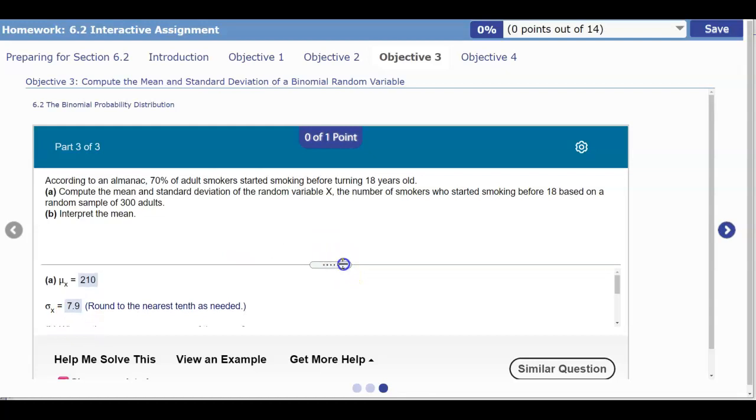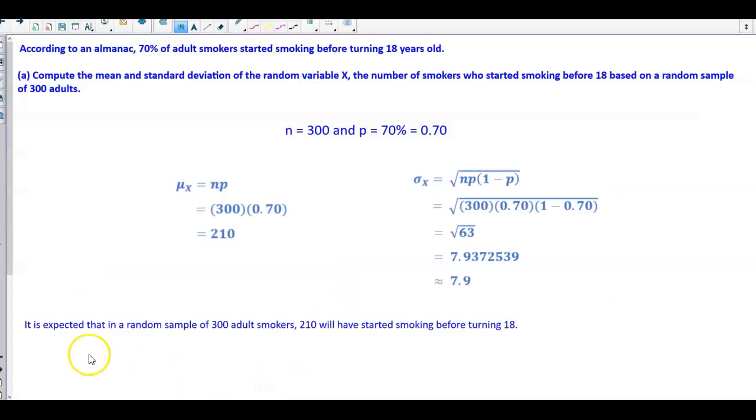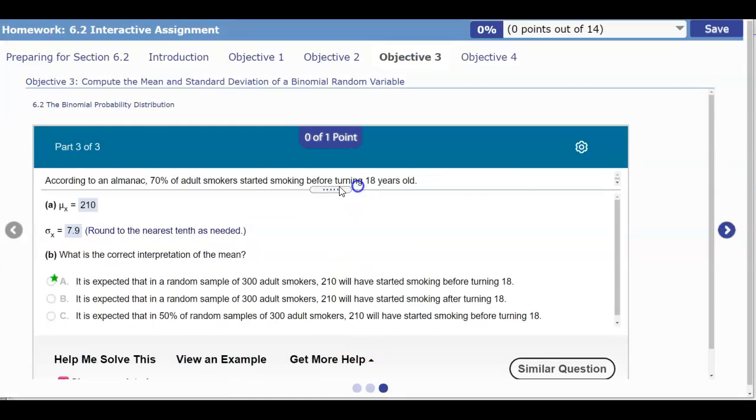And now we need to interpret the mean. Okay, so what is the correct interpretation of the mean? Well, it is expected that in a random sample of 300 adult smokers, 210 will have started smoking before turning 18. So therefore, our result is going to be A.